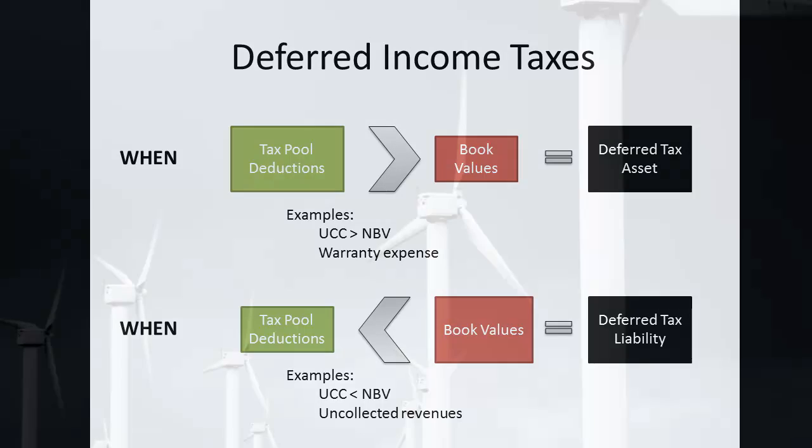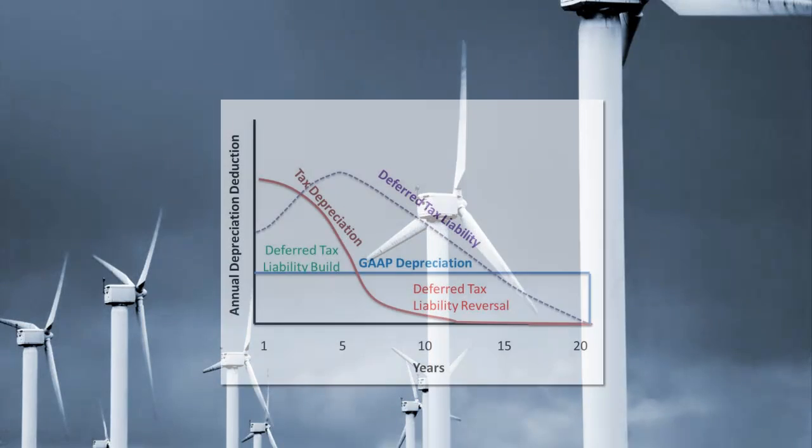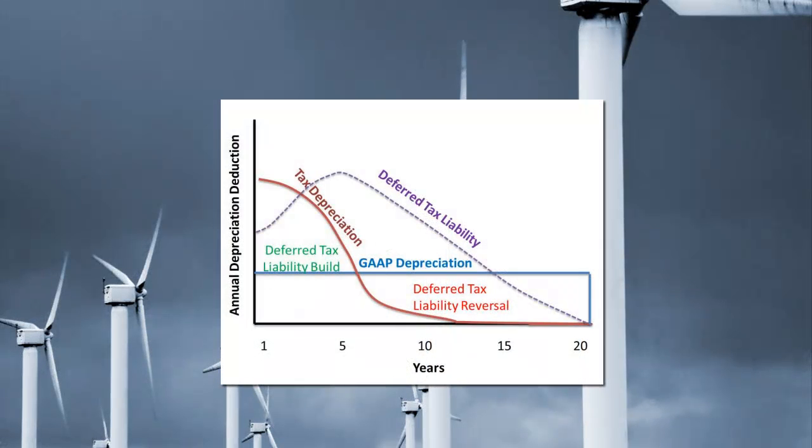I always keep in my mind wind turbines as the poster child example to help me sort out whether I have an asset or a liability. The government loves to promote the construction of alternative energy sources, as it is good for the environment and good for the economy. One way in which it has provided incentives in the past is to allow for what is called accelerated depreciation for tax purposes. This allows the wind developer to deduct the cost of constructing a wind turbine over a very short period of time, perhaps a few years.